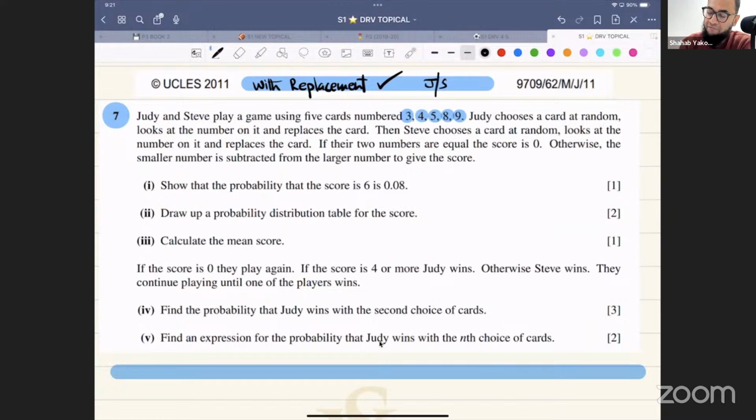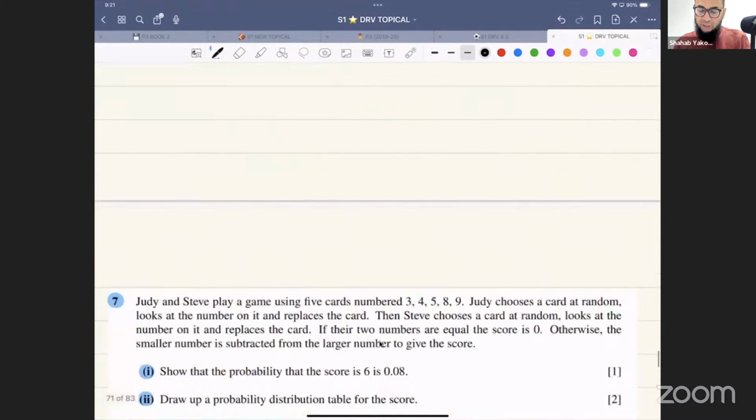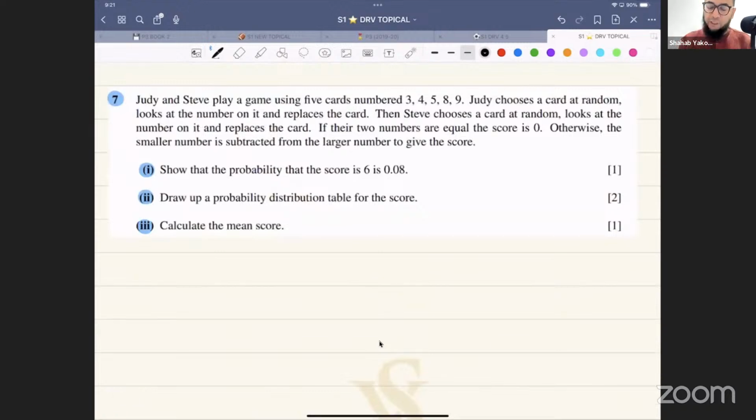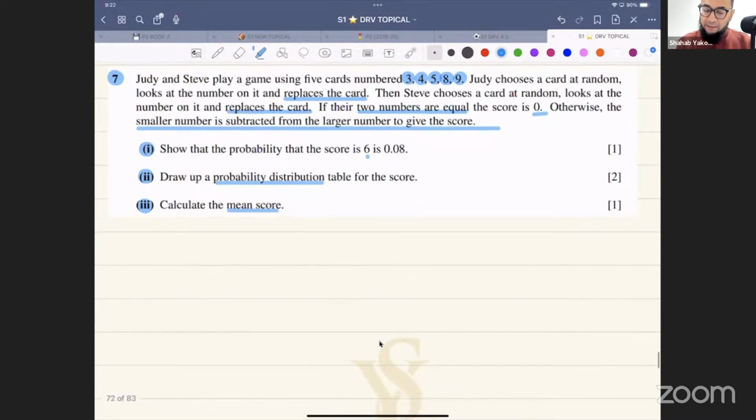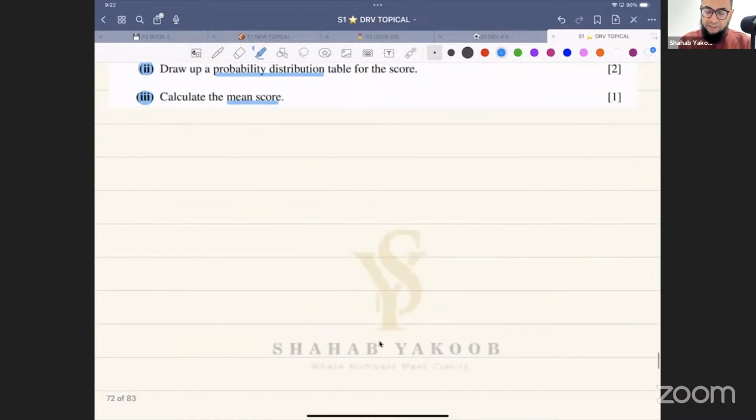And this is like Judy and Steve. If the 2 numbers are equal, the score is 0. Otherwise, the smaller number is subtracted from the larger number to give the score. So let me start. I have broken up the thing into 2 parts. So let me start over here. That's 3, 4, 5, 8 and 9. And this is about replacement. Replaces the card, replaces the card. If the 2 numbers are equal, the score is 0. Otherwise, the smaller is subtracted from the larger number. Show that the probability that the score is 6 is 0.08. Draw up a probability distribution table. Calculate the mean score. So let's get started by drawing a sample space diagram.